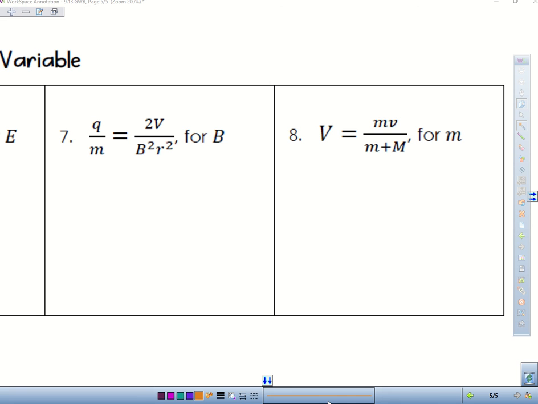Alright, so how would we go about solving number 7? Okay, for number 7, how would we go about solving this? Multiply 2b. Yeah, we're going to use cross multiplication. Very good. That's going to give me 2mv is equal to qb squared r squared. Now from here, we're trying to solve for what variable? B. Good.